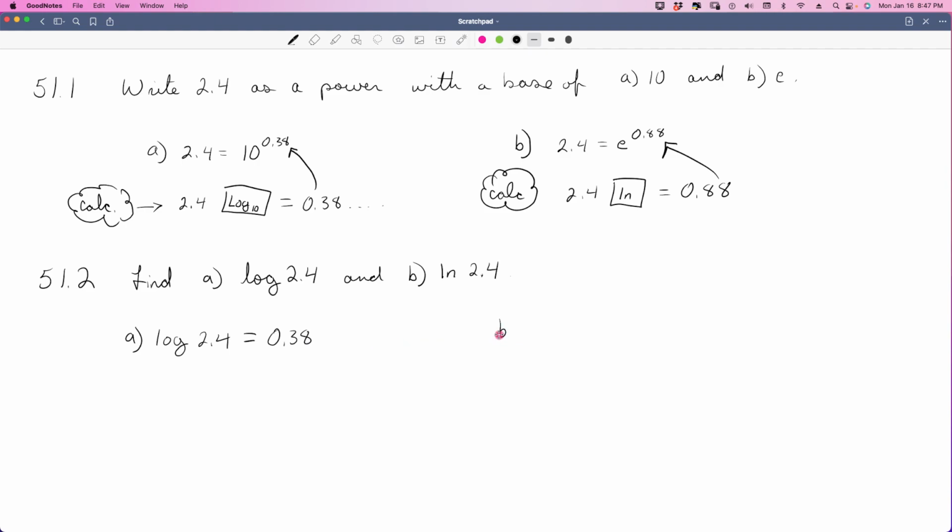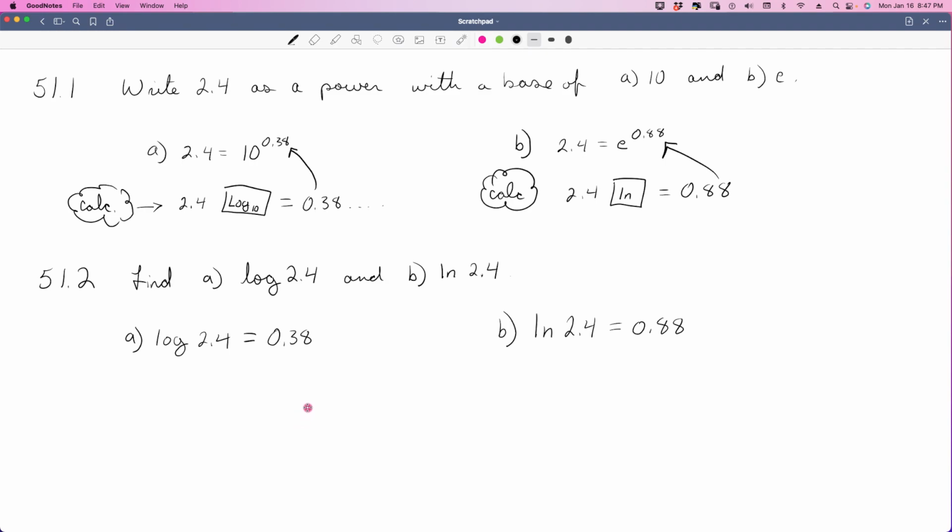And then B, the natural logarithm of 2.4, we would rewrite that as ln 2.4, right? So here's our base, here's our exponent, and this is going to be our answer. I'm sorry, this is our answer, this is our exponent. So this is going to be 0.88.